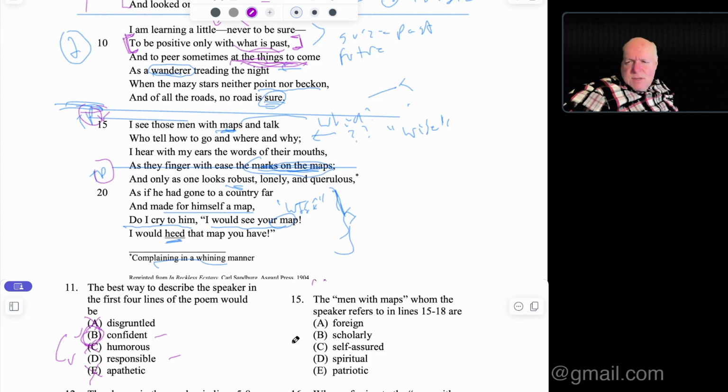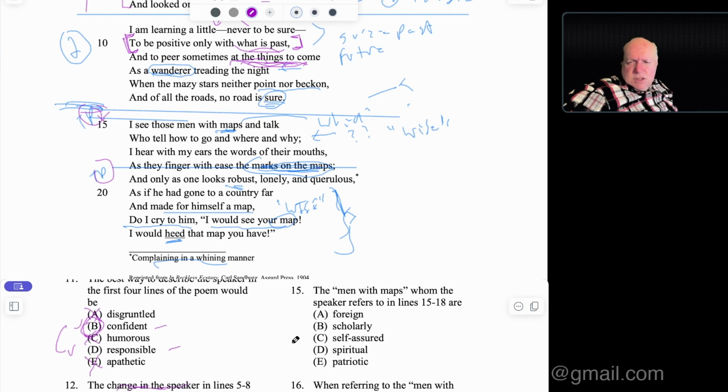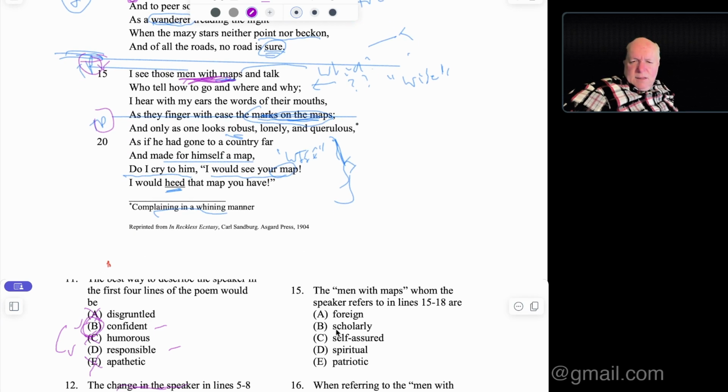The men with maps. So this is where it starts getting a little deeper. That is here in the last stanza. The men with maps, whom the speaker refers to in lines 15 through 18, are... All right, so we talked about that a little bit. It's not the most clear part. This is where, to me personally, the passage gets hard. So are they foreign? And even metaphorically, is this because the author is inexperienced?